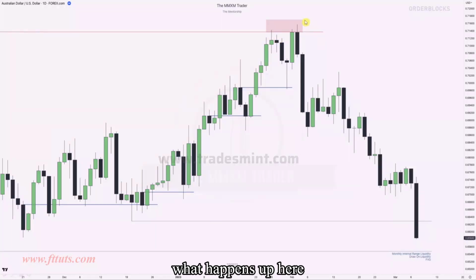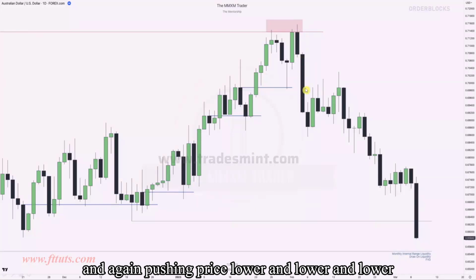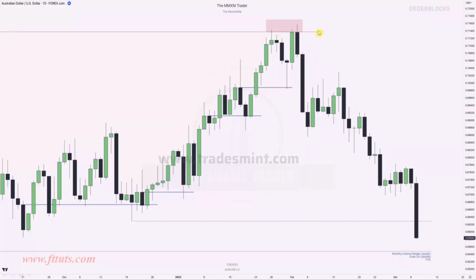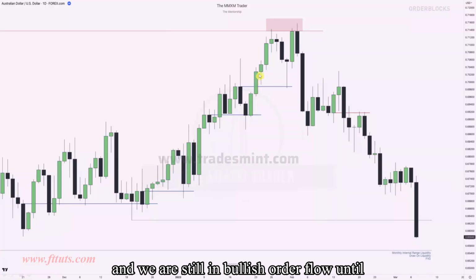What happens up here? Order pairing, right? Willing buyers, willing buy stops are being paired up with smart money sells, and again, pushing price lower and lower and lower. So here we have buy side of the curve, right? Price is being supported, every order block is acting as a support, and we are still in bullish order flow until we reach that external level, right?